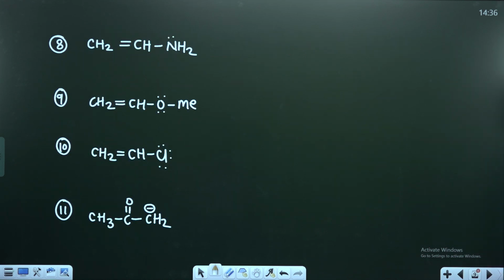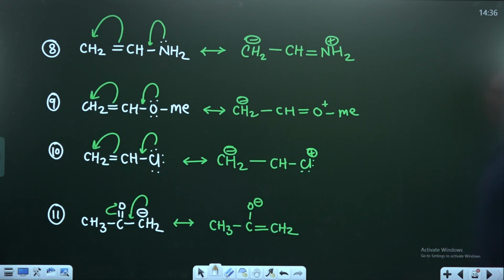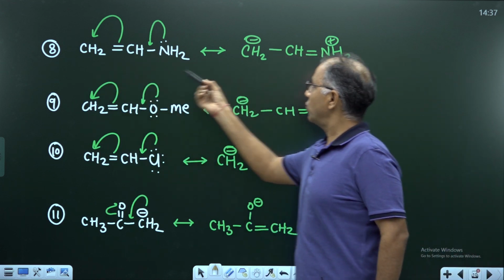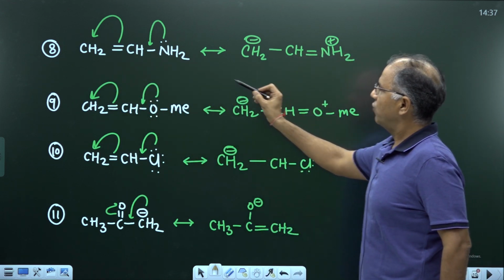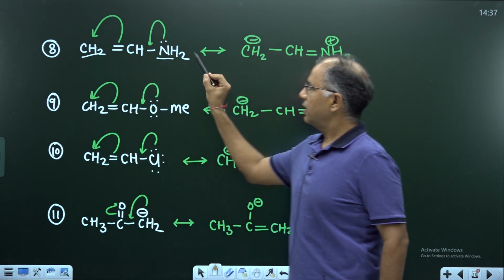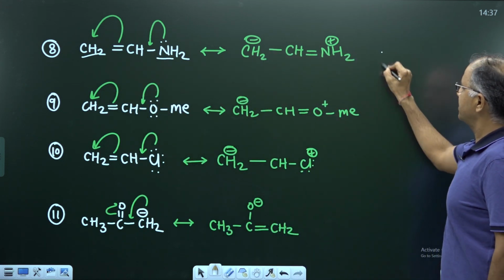Now, try this. This is the answer. Now lone pair converts into pi bond, converts into lone pair. This RS will form. If the lone pair converts into pi bond, nitrogen has a positive charge and carbon has a negative charge. This means two RS of different stability.